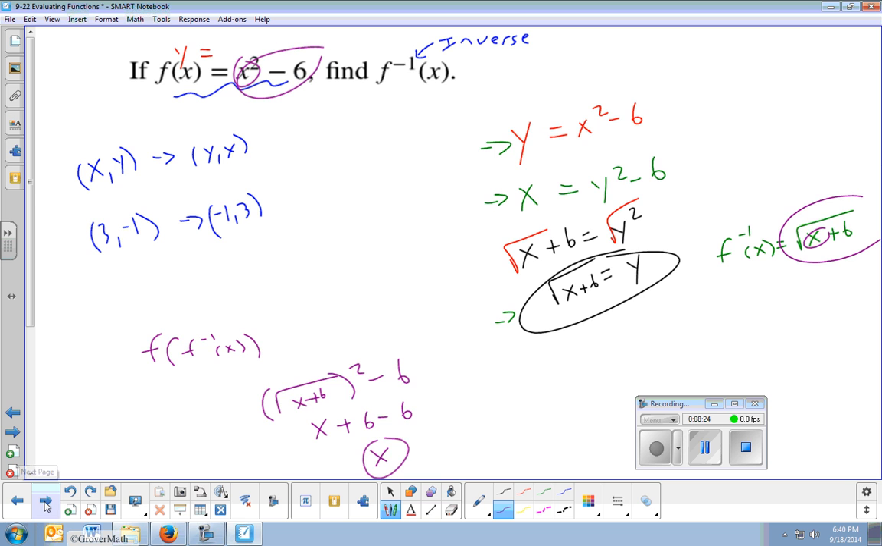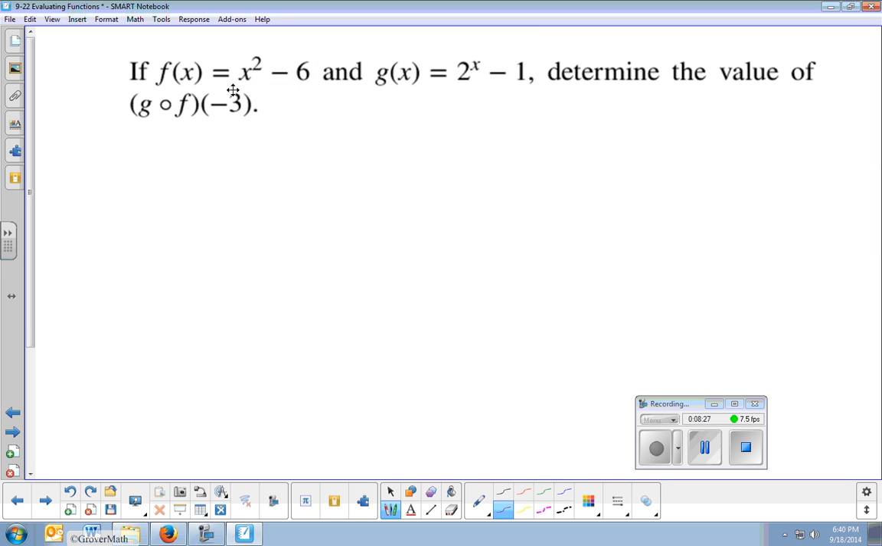All right, so we'll practice some input with composite functions. We'll do some inverse functions and things like that tomorrow in class.